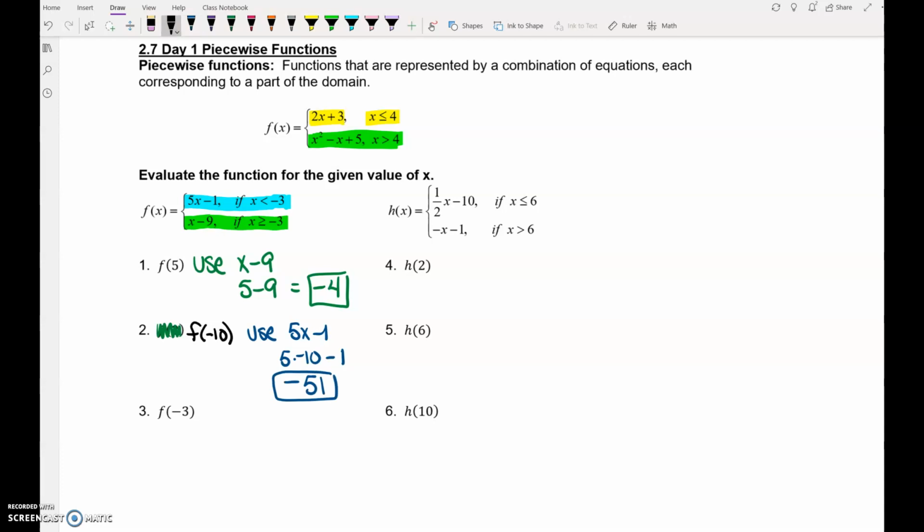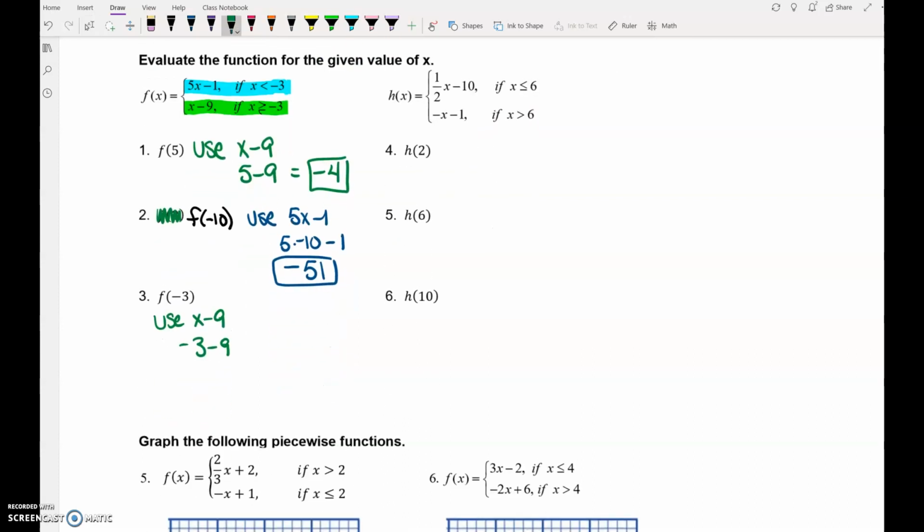Number 3. F of -3. Is -3 smaller than -3 or bigger than -3? It's equal to, so notice that the green one has the greater than or equal to. We are going to use the green. Use x minus 9. -3 minus 9 is -12.